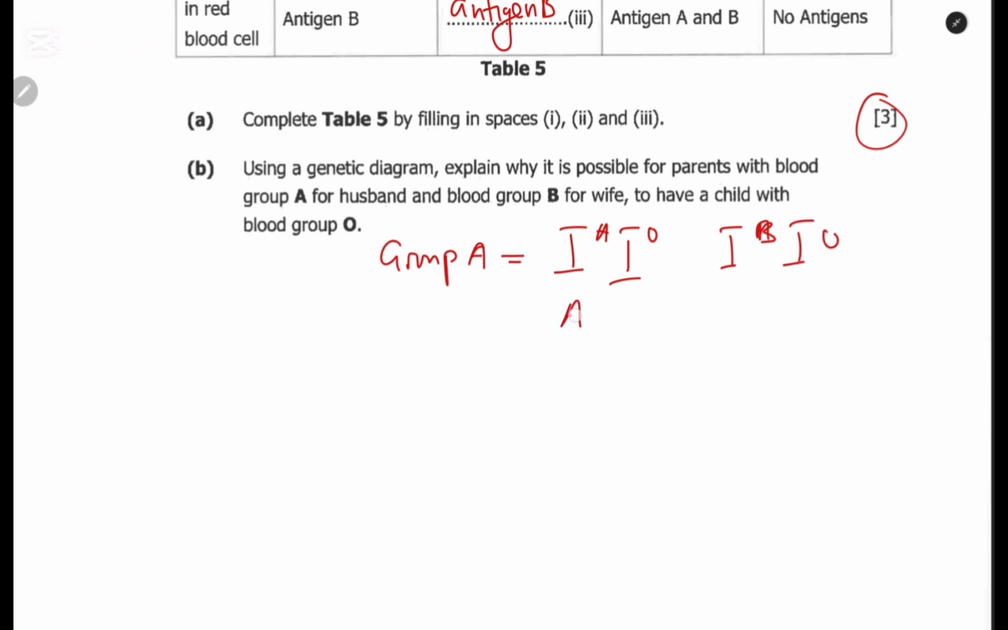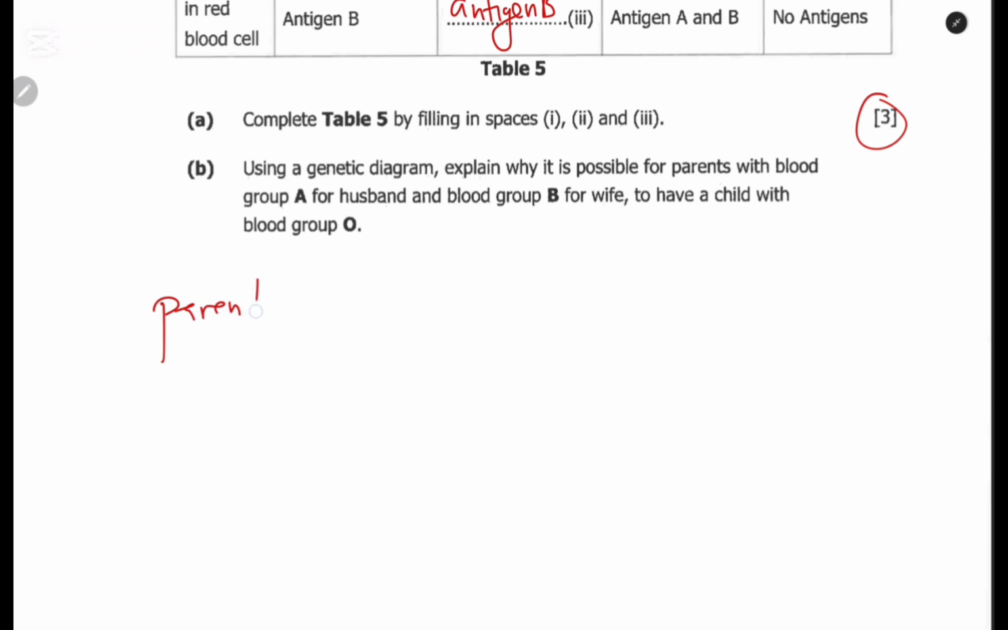In other words, AO and BO. This is blood group A, this is blood group B. We are not going to go with A or B alone, because this one cannot give us blood group O. So we are going with this one. Okay, so let us put up the genetic diagram. We are going to start with parents on top here. Then parents, we have the husband, and on the other side we have the wife.